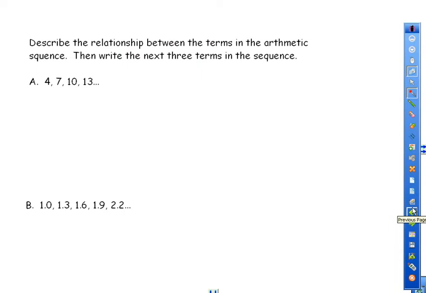And here are the examples that we have, and I'll do the first one with you. It says describe the relationship between the terms in the arithmetic sequence, then write the next three terms in the sequence. We start by going from 4 to 7 and finding that difference, which in this case is 3. So we're going to add 3. From 7 to 10 is adding 3 again, and 10 to 13 is adding 3 again. So the relationship between the terms in the arithmetic sequence is simply adding 3.